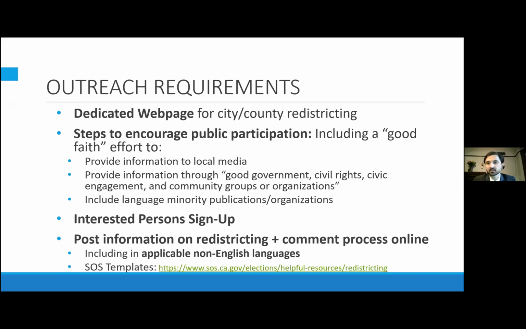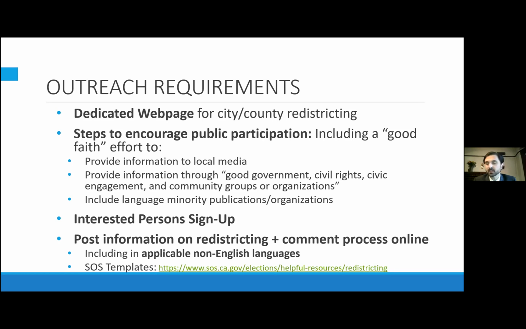The Secretary of State has posted templates in something like a dozen languages that includes an explanation of the redistricting process and includes how you can provide public comment. And then there's a series of blanks for your community to put in things like your own hearing dates. Those templates are designed to meet the requirements of posting that information. You can take those templates, put it on your website.